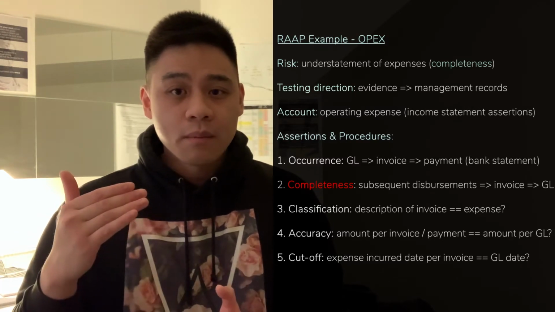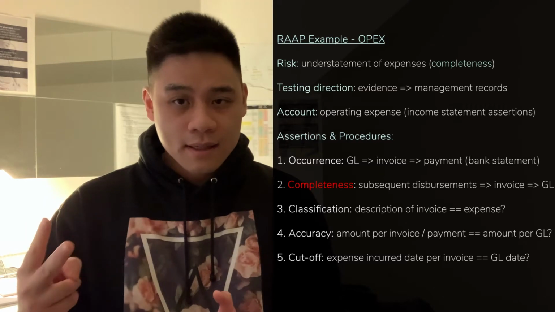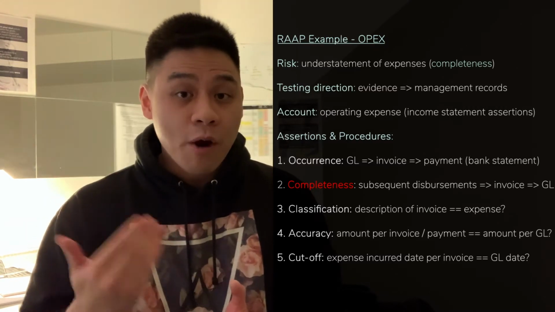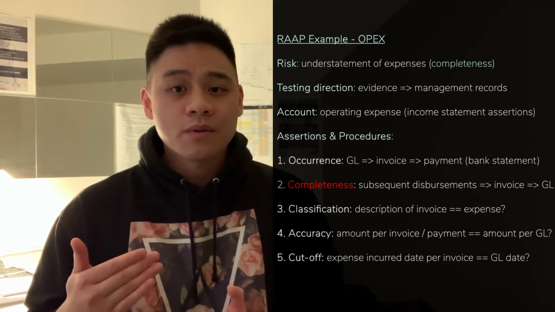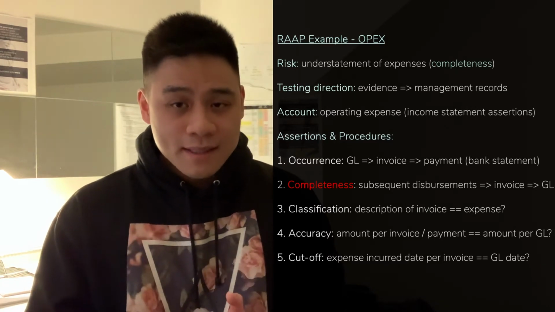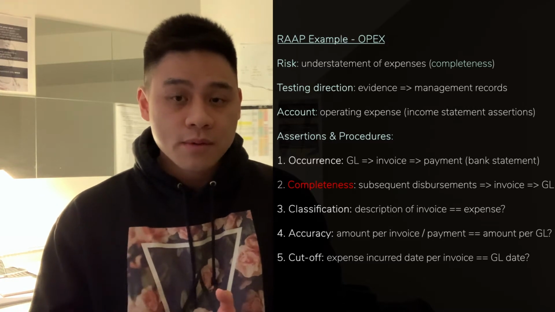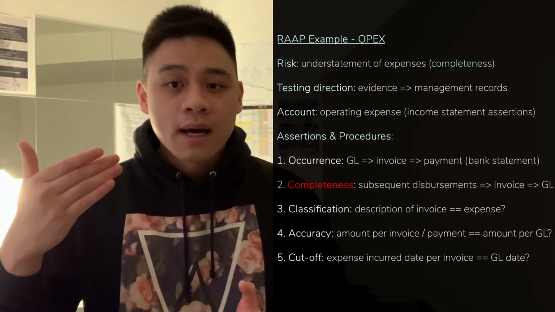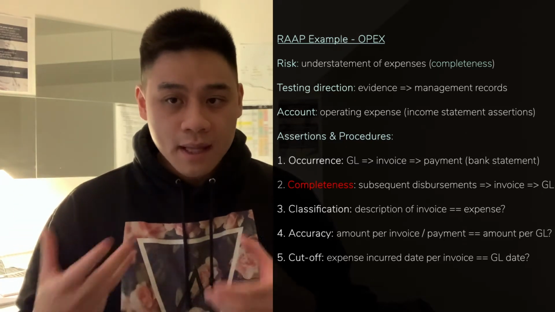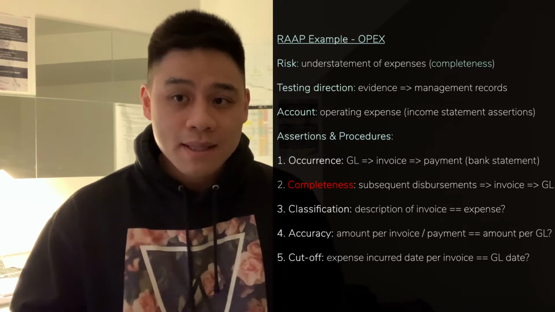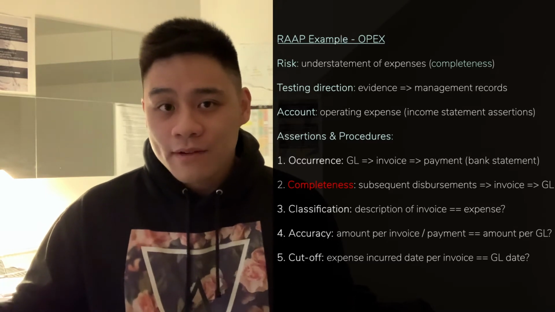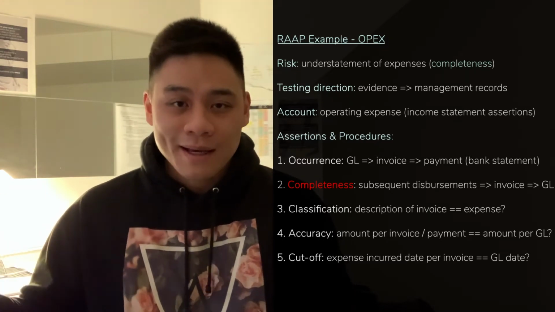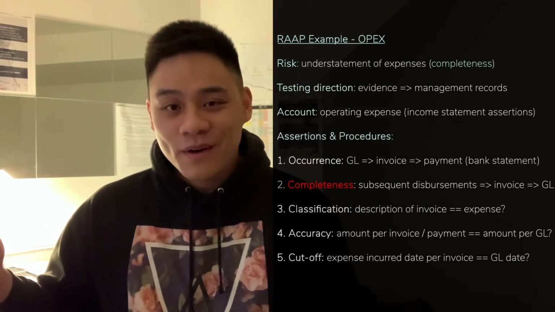And then moving on to our second assertion, which is completeness. This is our assertion of interest, our main assertion. We can test this through subsequent disbursements testing. So in this procedure, you would select disbursements subsequent to your period end, such as outflows from the bank statement. So this is third-party evidence, which is very strong. It's very unlikely that the bank would omit an outflow of payment.